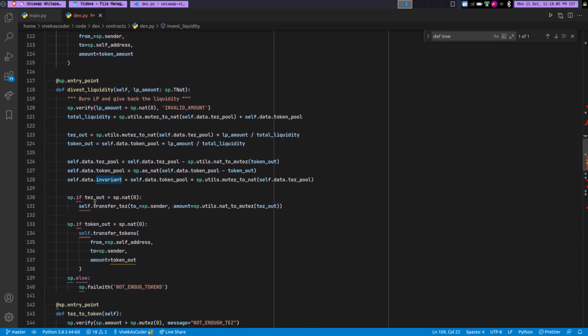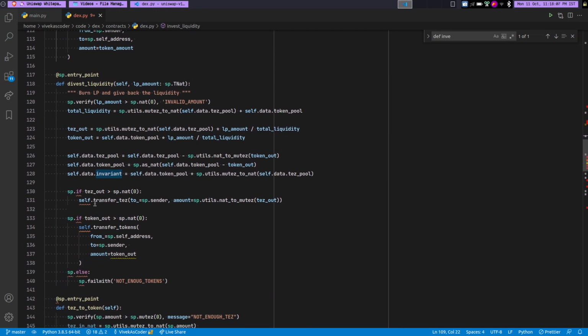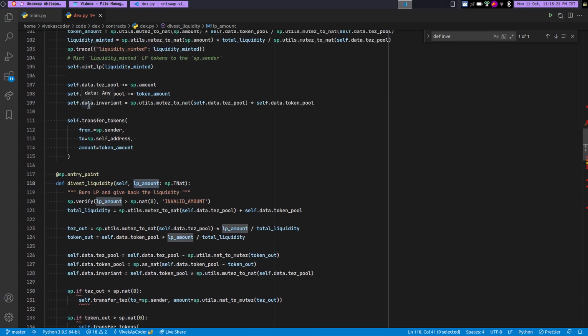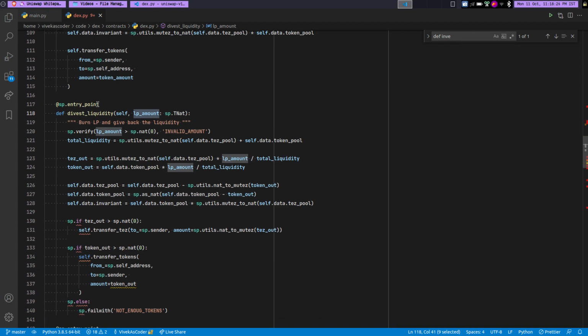Now let's talk about divest liquidity. So this is interesting. The idea behind divesting the liquidity is you will provide the amount of the LP token, of your amount, obviously, that you want to burn. For example, if we issue one LP token to this user for providing a certain amount of XTZ and tokens, when he wants to burn, for example, 0.5 of LP tokens, then he will get half of its liquidity back based on the current exchange price. So this is also an interesting thing to note.